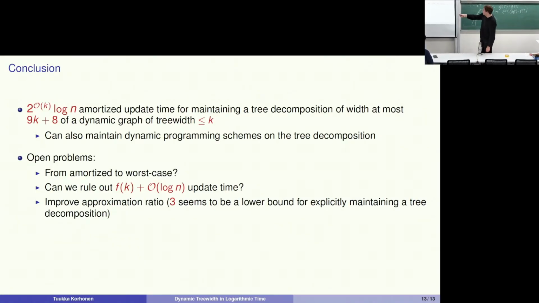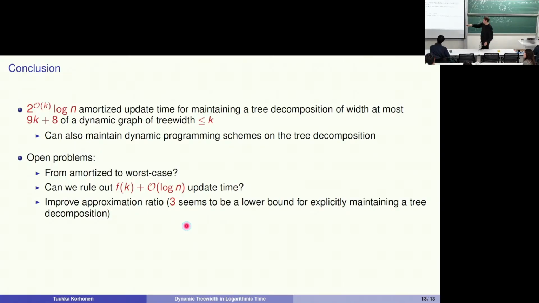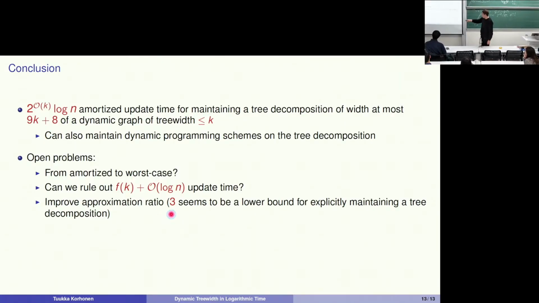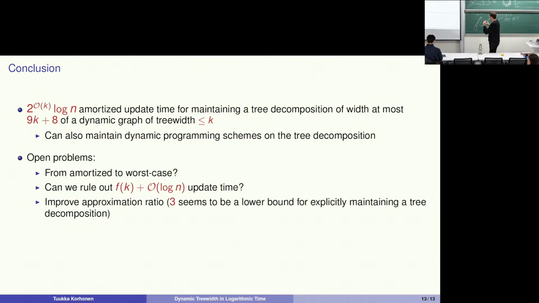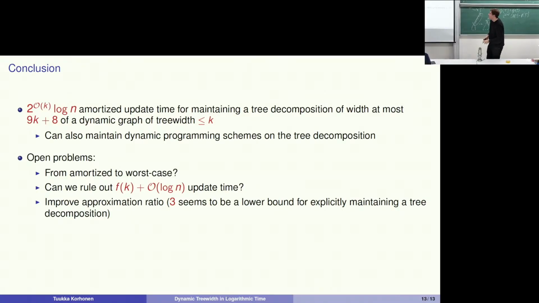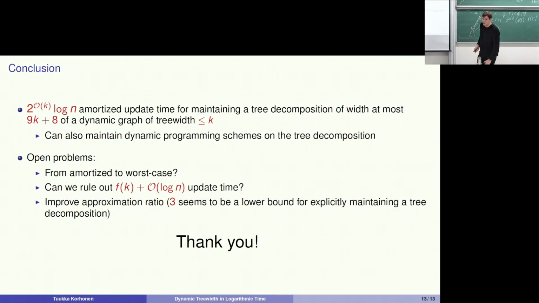And then there is a question about the approximation ratio. Here it is a 9-approximation, so you can imagine improving it a bit, but there is a lower bound. This is not published, but I think I have proven that if you want to explicitly maintain a tree decomposition in the dynamic setting, where you actually want to represent the bags, then you cannot get a better approximation ratio than 3 if you want logarithmic time per operation. And that's all. Thanks.